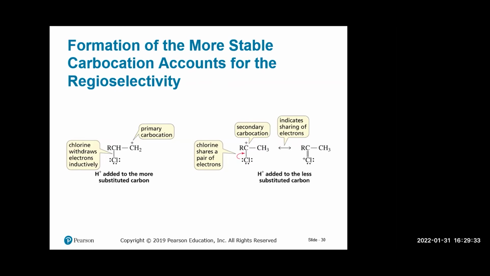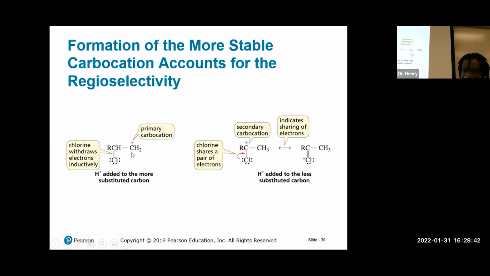Dr. Henry, why will a secondary carbocation be more stable than a primary? Just having that charge at the end doesn't work well, because having the buffer of the internal carbon is a lot more stable than having it at the terminal end.